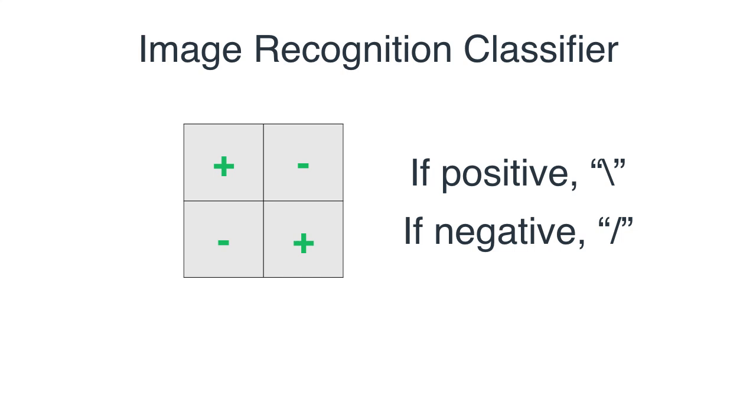And if what you got was negative, then you have a forward slash. And this classifier is pretty good because it's pretty robust. Let's look at these images. What do they look like? To me, the top one looks like a poorly drawn backward slash, because it looks like I was drawing the backward slash and spilled over a little bit. And the bottom one kind of looks like a forward slash, except I ran out of ink in the middle of it and I didn't finish drawing it.